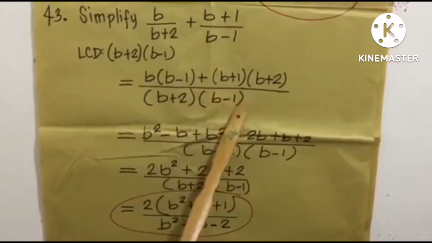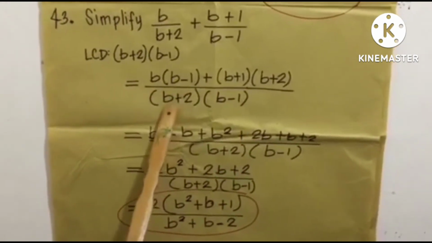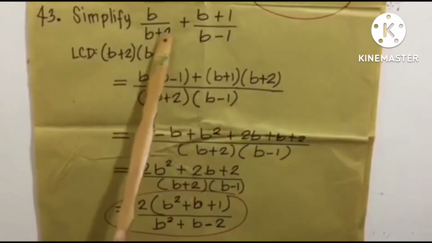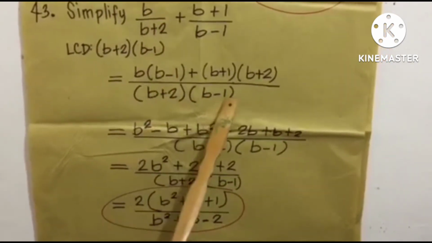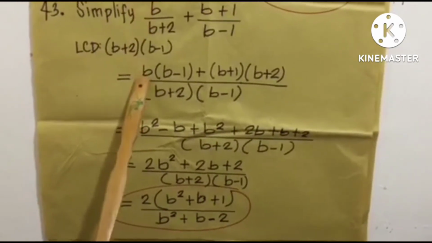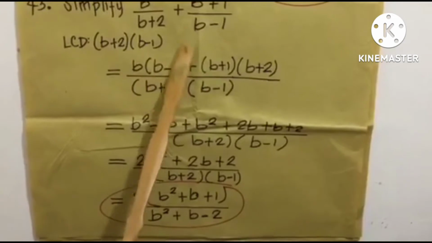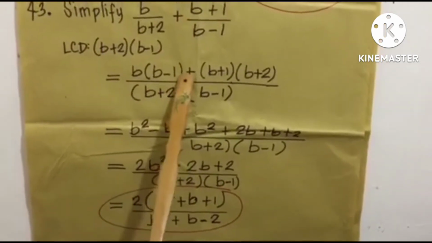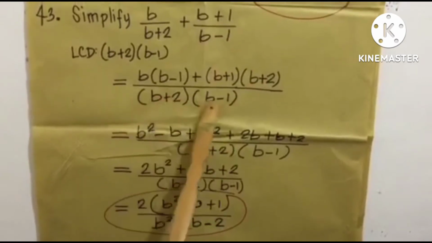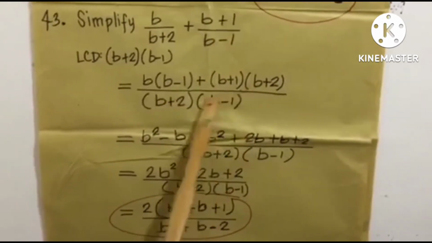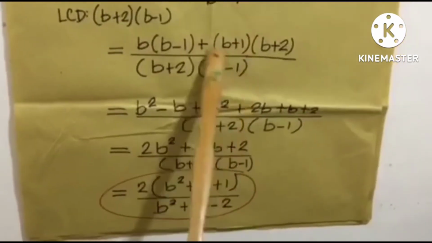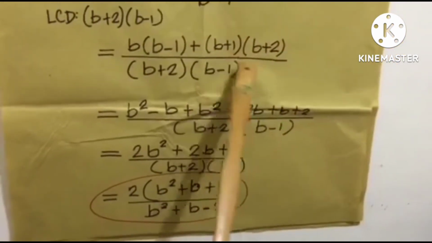Parenthesis b minus 1. Then we have to divide the LCD by b plus 2, so cancel, and the remaining is b minus 1, and we're going to multiply it times the numerator, so that's why we have b times b minus 1, and copy the positive symbol. Then divide the LCD by b minus 1, cancel, the remaining is b plus 2, then times b plus 1. So b plus 1 times b plus 2.